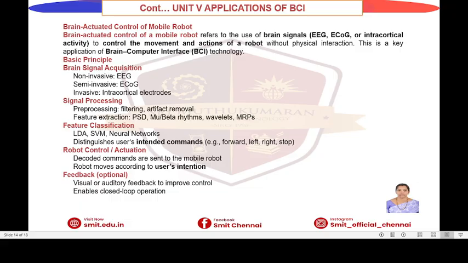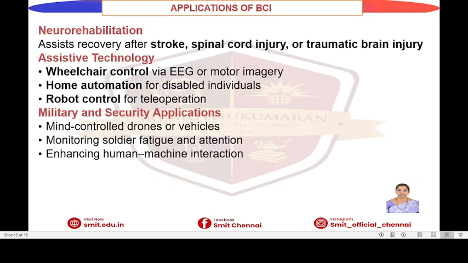We can give commands, decoded commands are sent to the mobile robot, and the robot moves according to the user intention given. Next is feedback, which is the optional one. It is visual and auditory feedback to improve the control and enable closed-loop operations.